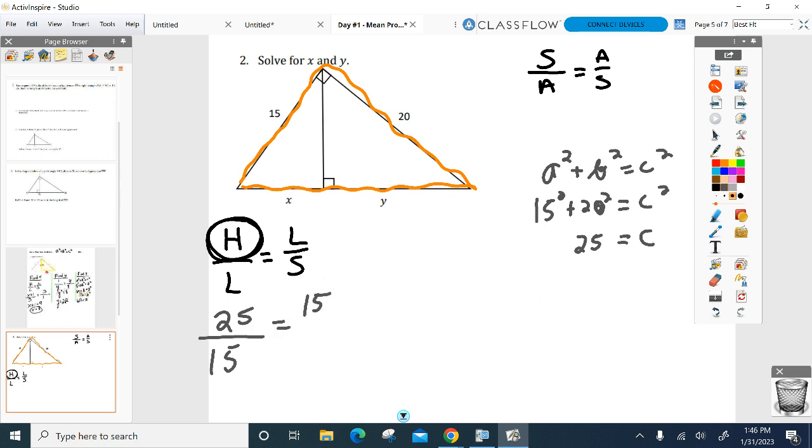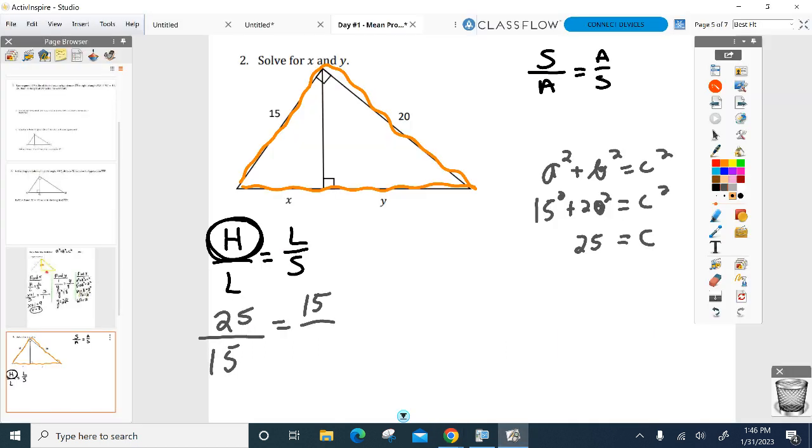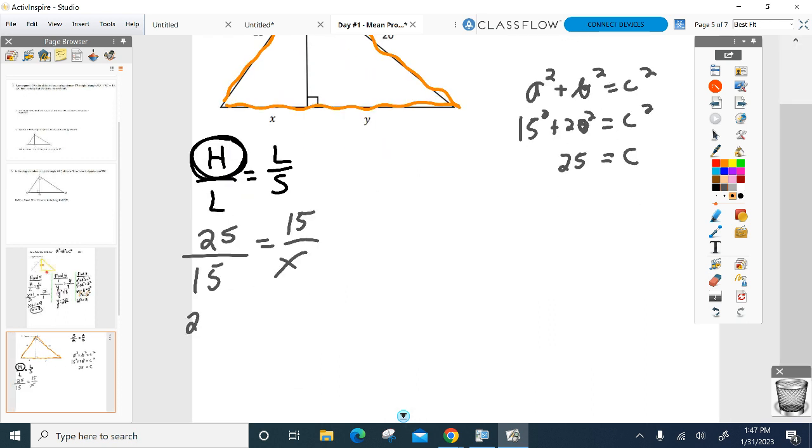If Bridger picks 15, we better be solving for which segment then? X. There we go. Good job, everybody. You could have started with 20, but you better put Y in there. 25x equals 225. How many quarters in $2.25? If anybody can pick that up. 9. X is 9.